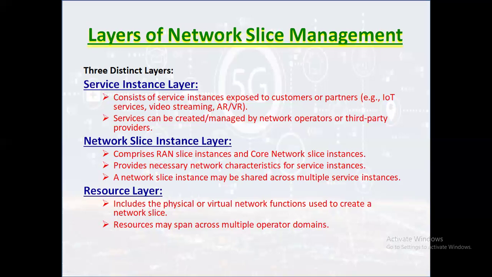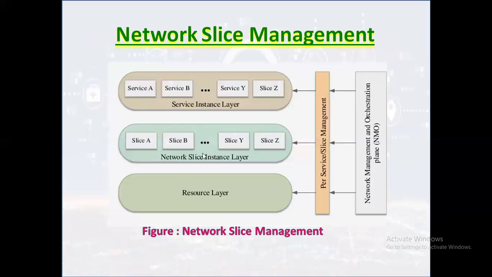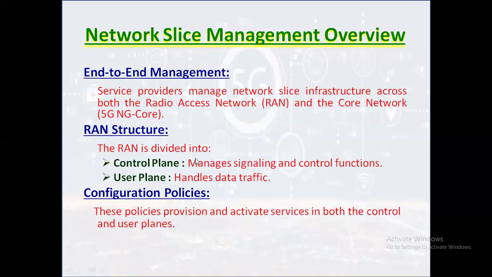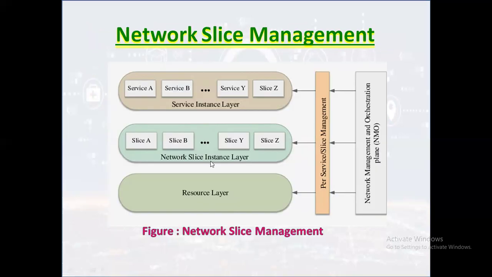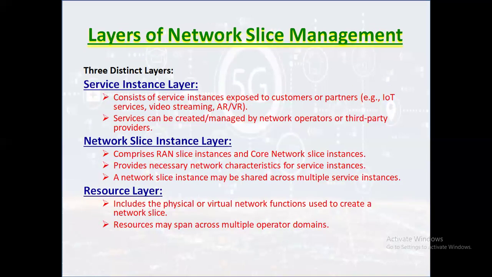The middle layer, the network slice instance layer, consists of RAN slice instances and core network slice instances. It provides the necessary network characteristics adapted to each service instance. Importantly, a single network slice instance can be shared across multiple service instances, optimizing resource usage.